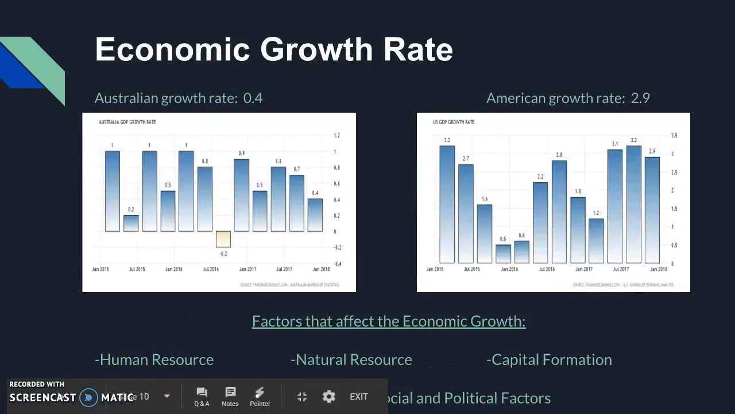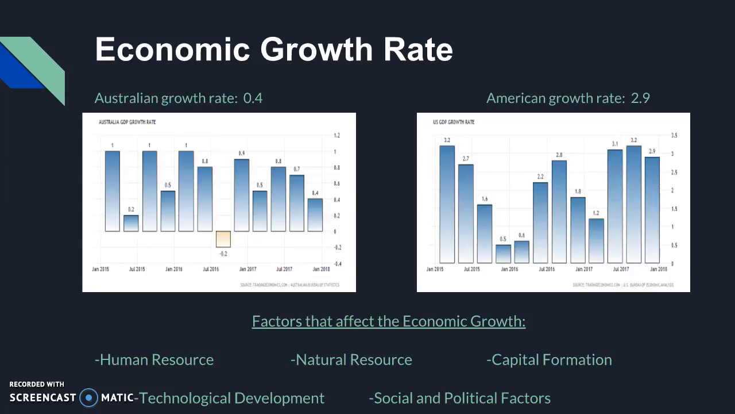As shown in the graphs, you can see that the Australian growth rate is 0.4, while the American growth rate is much higher at 2.9. The main factors that affect a country's economic growth rate are broken down into 5 categories. Human resource. This depends on how well skilled, trained, and educated the people are. The more skilled or higher educated, the higher the output would also be of high quality.